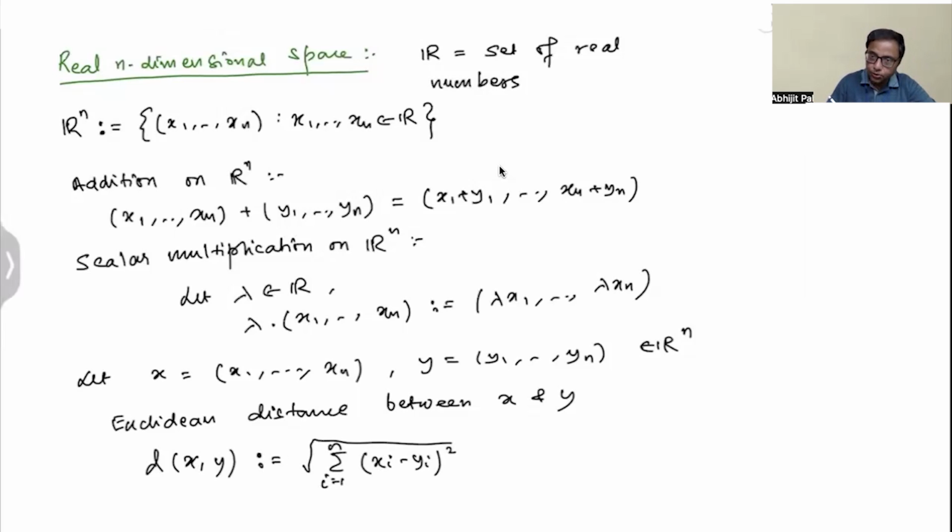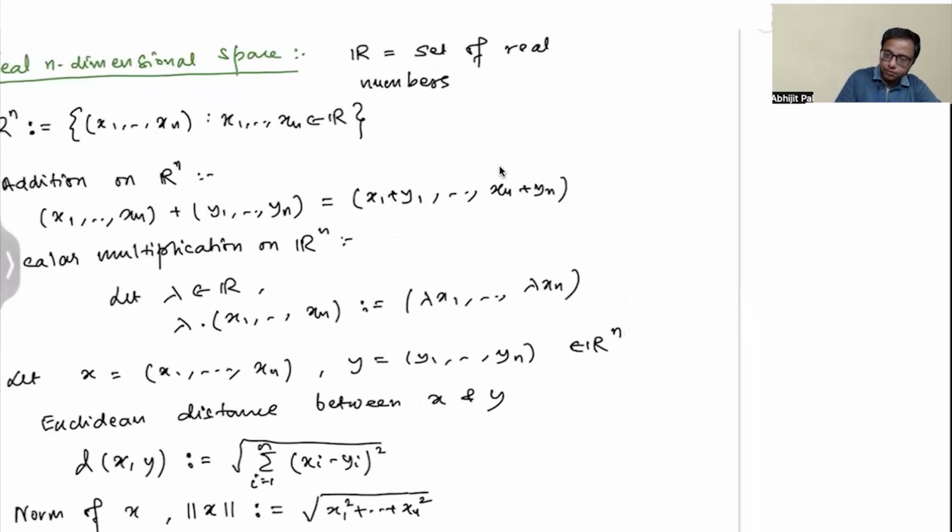Also, we have the concept of norm here. Let us take any element x in Rn. The norm of x, which is denoted by this symbol, is defined to be the square root of x1 squared plus up to xn squared.